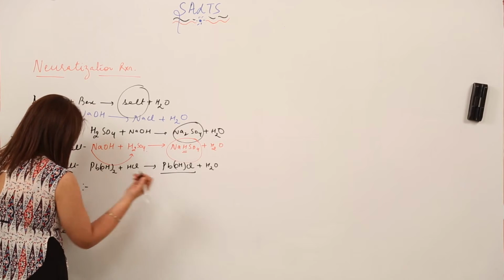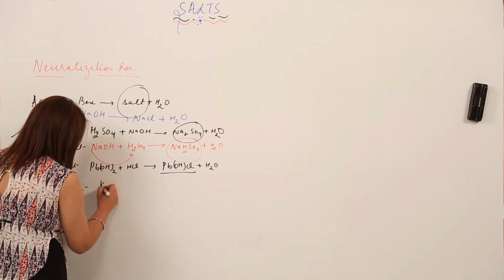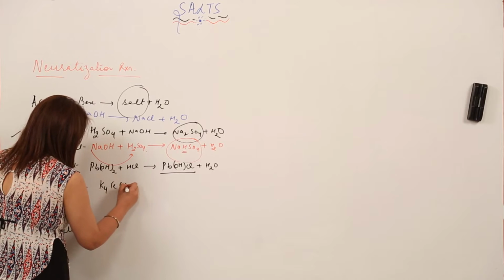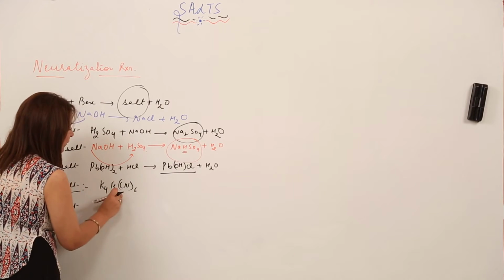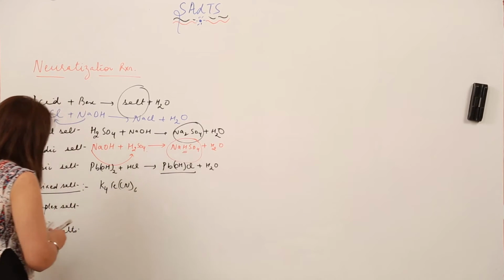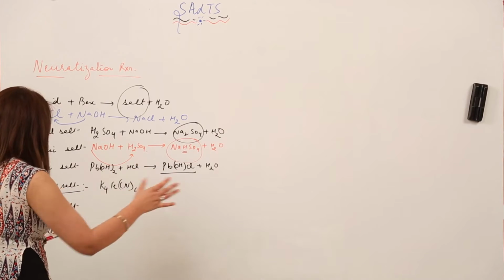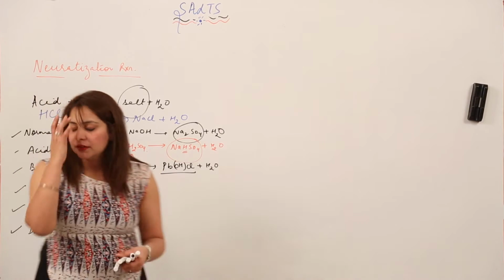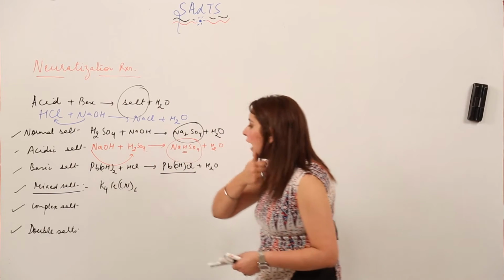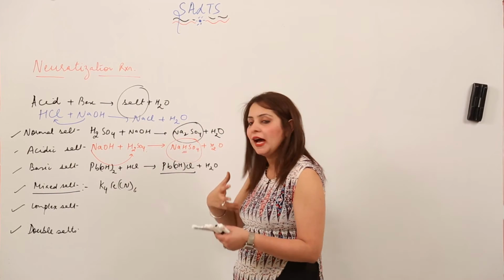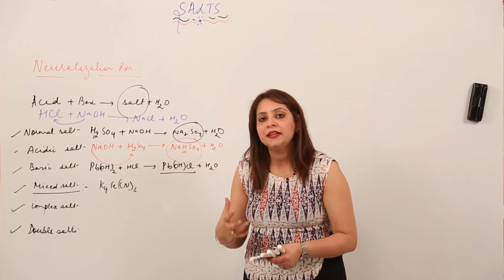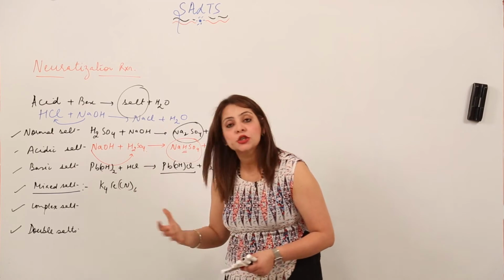Now when we talk of the mixed salt, for example K4Fe(CN)6, that is potassium ferrocyanide. What do you see in the salt, K4Fe(CN)6? It has more than one kind of anion and a cation in it, which means it is a mixed salt.